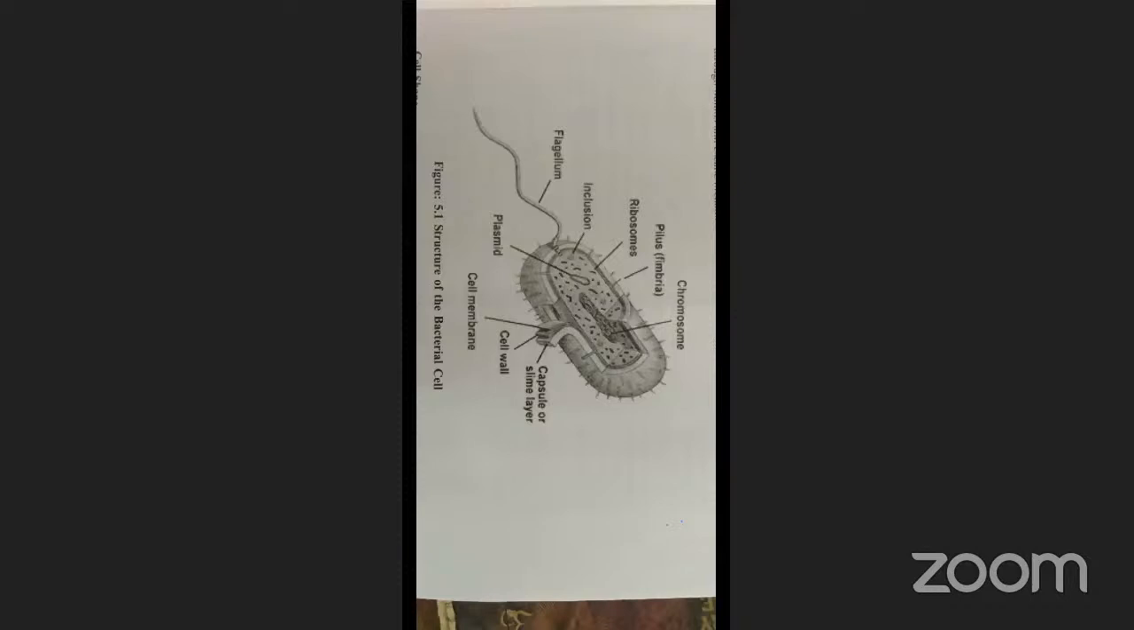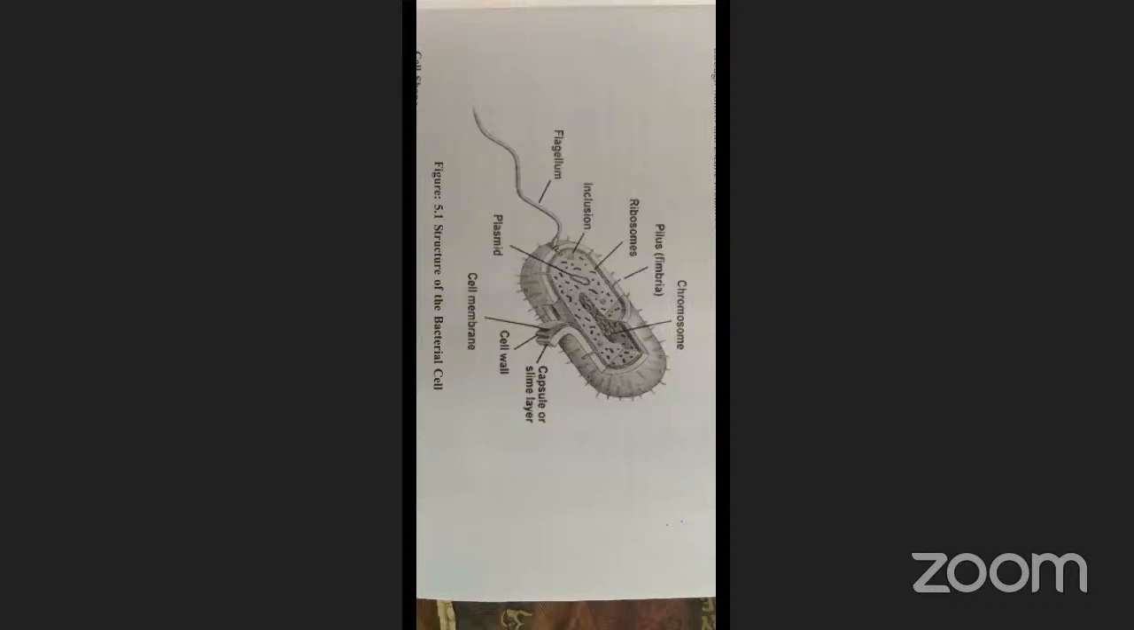Okay. So the first one is the lag phase. This is the initial period. Time is required for adaptation to the new environment. The necessary enzymes, metabolites, and intermediates are built in adequate quantities for the multiplication process.